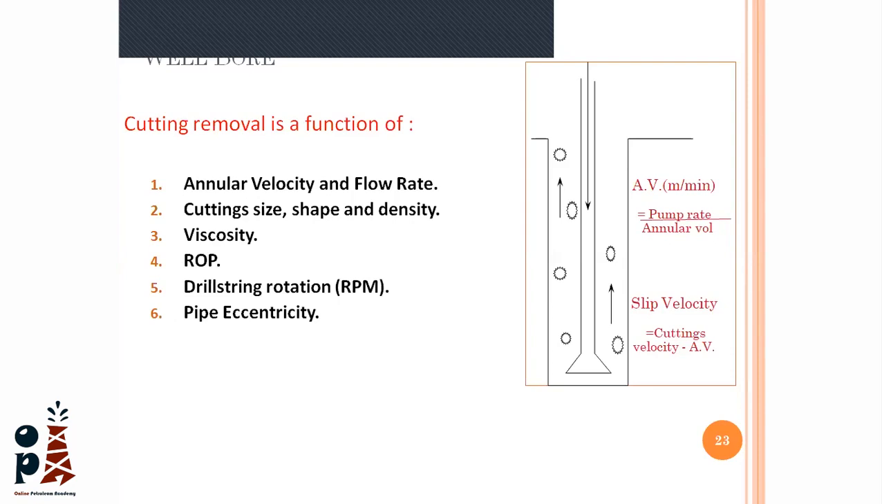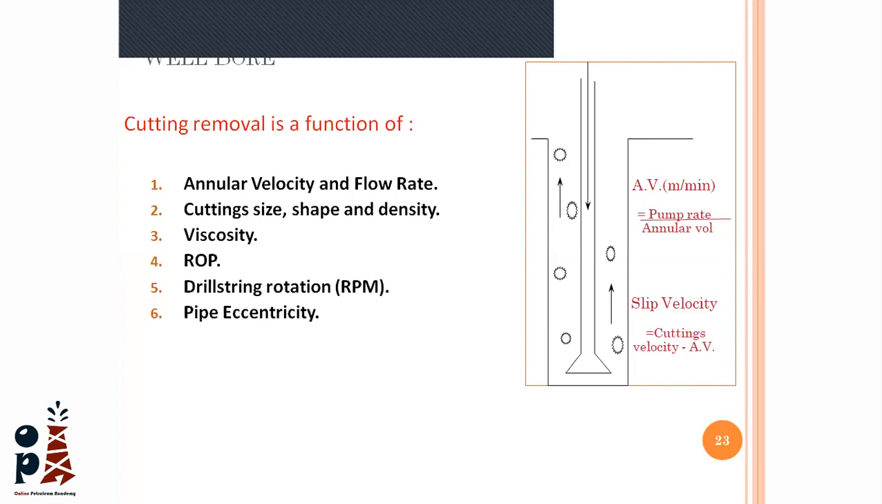Okay, number 5, the drill string rotation, the RPM. You know that we rotate the drill string while drilling, so that we can provide the required drilling parameters. The RPM is also important for hole cleaning. Why? Because it agitates the cutting beds, especially in the deviated and horizontal sections, and we will describe it in more detail later on.